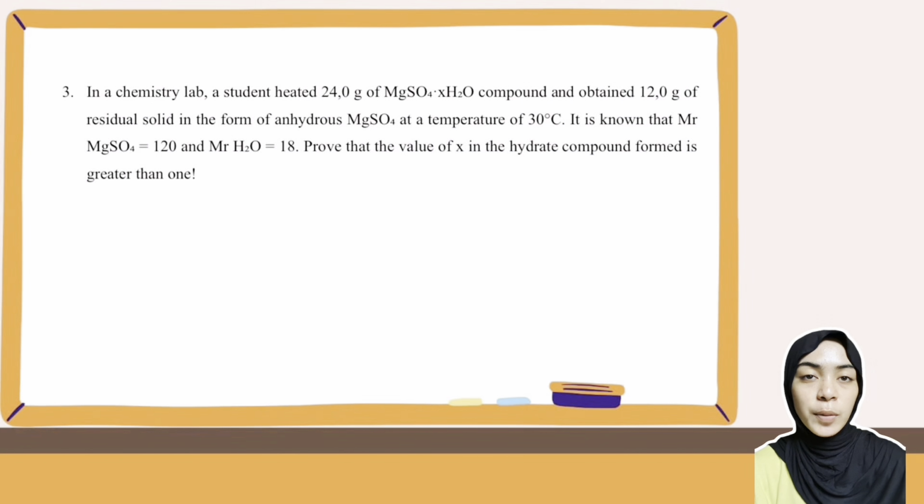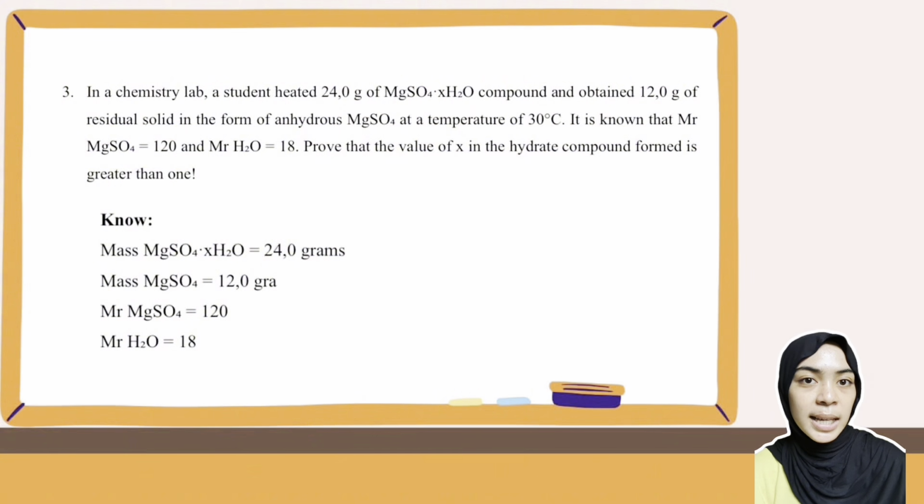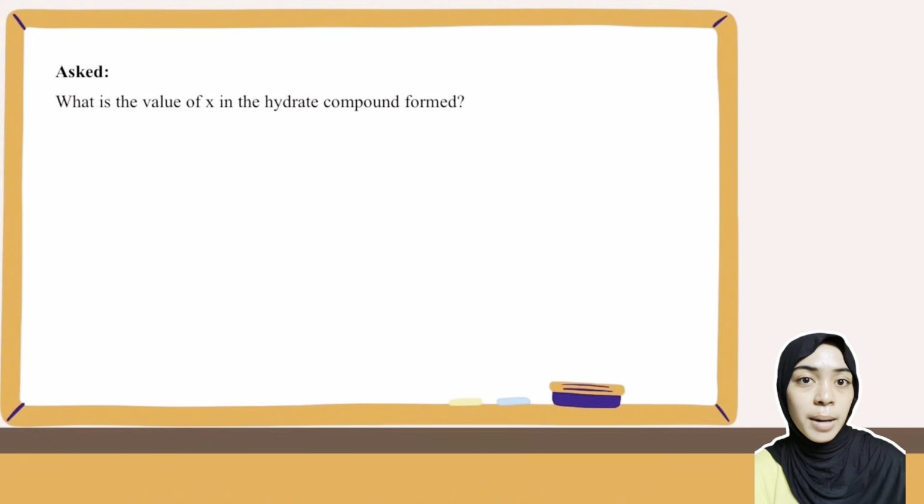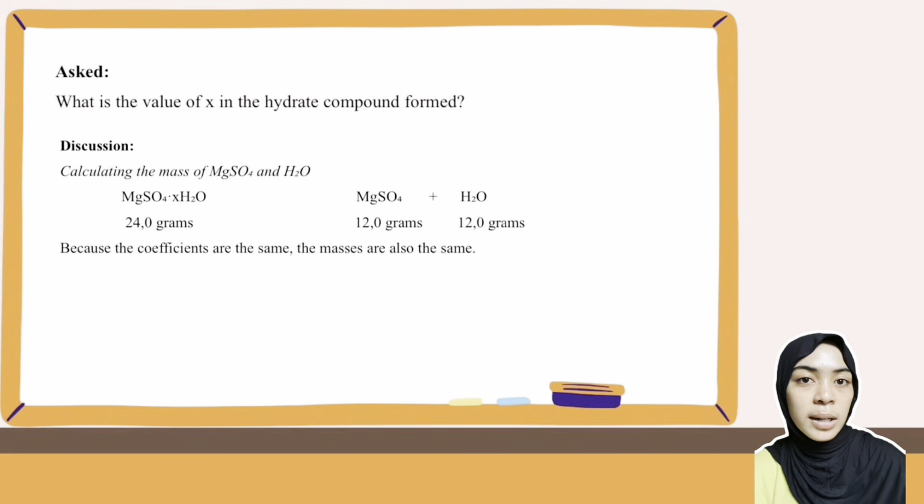To prove the value of X in the hydrate compound, we first determine the masses of the anhydrate salt and the water of crystallization. The total mass of the hydrate is 24 grams, while the mass of anhydrate alone is 12 grams. This means the mass of water is also 12 grams, 24 grams minus 12 grams.